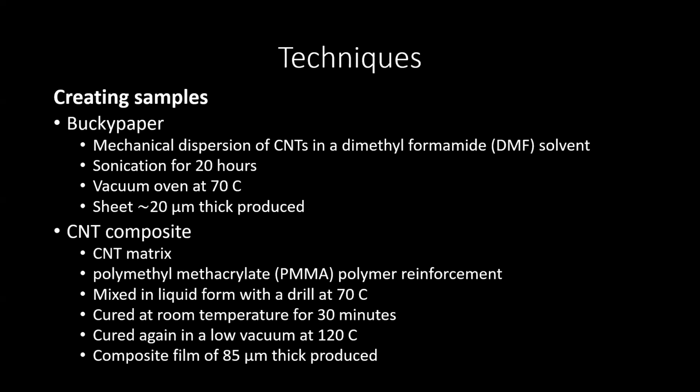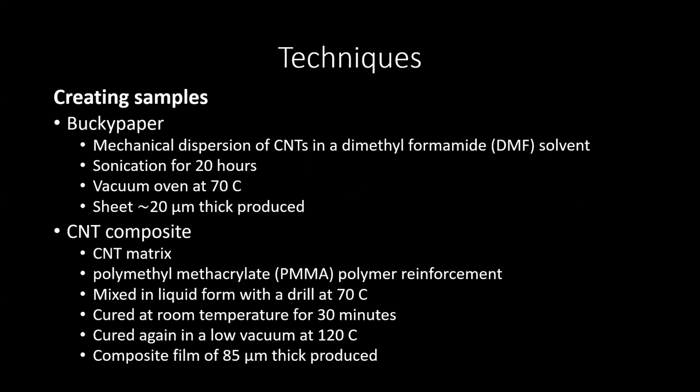The two types of CNT samples created in this paper were a control Bucky paper for comparison purposes and a CNT composite. Bucky paper is fabricated by essentially hand mixing or sonicating lots of CNTs into a solvent and then evaporating the solvent away, leaving a thin film of concentrated CNTs.